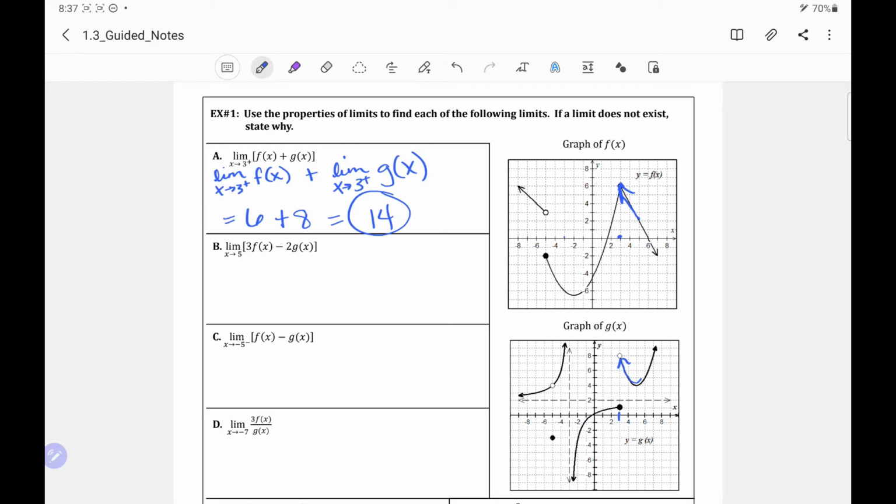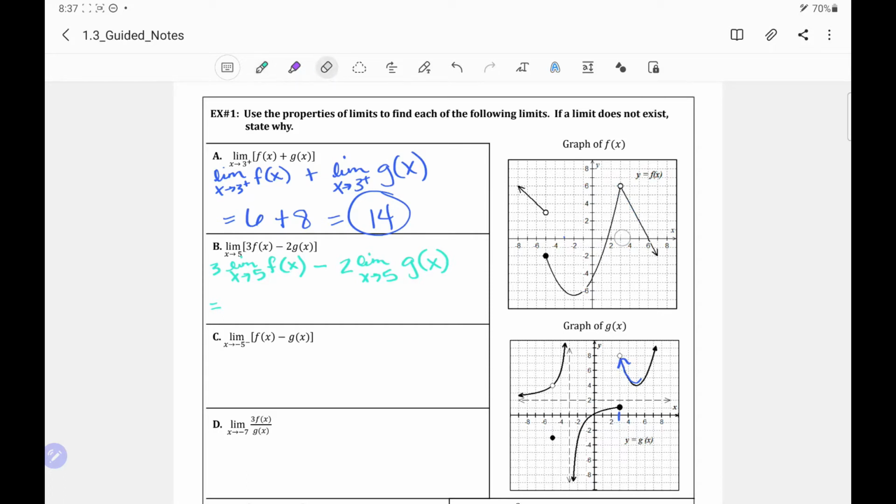Then we go to B. The limit as x goes to 5 of 3 times f of x minus 2 times g of x. So this one has two properties. It's a difference and we've got coefficients. So I'm going to rewrite this. I can say 3 times the limit as x goes to 5 of f of x minus 2 times the limit as x goes to 5 of g of x. So I have split this into two different limits and I have moved the coefficients out front.